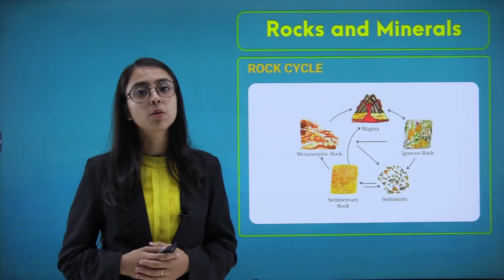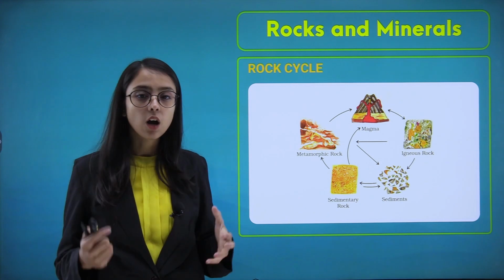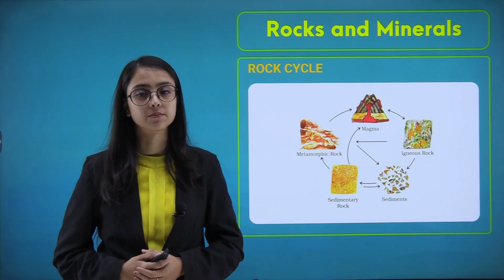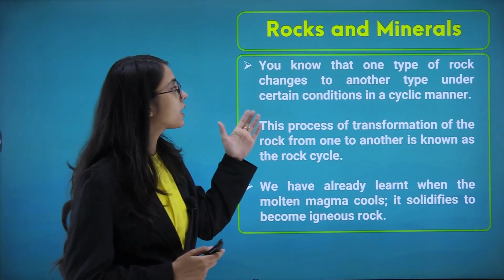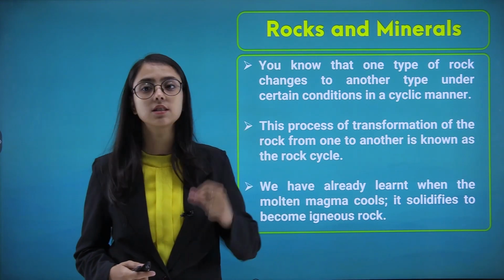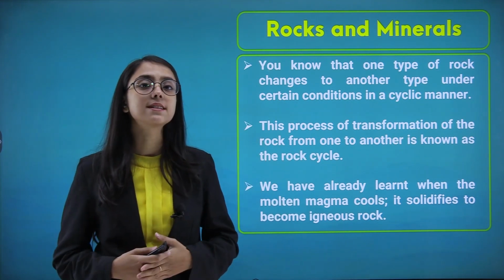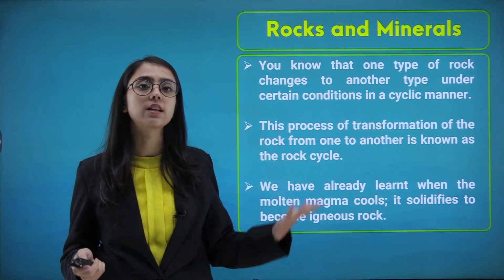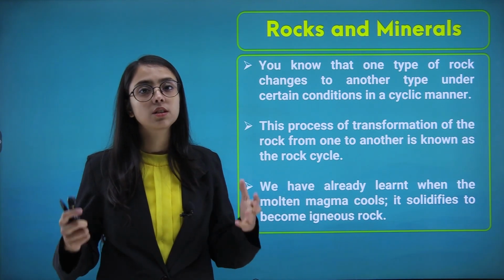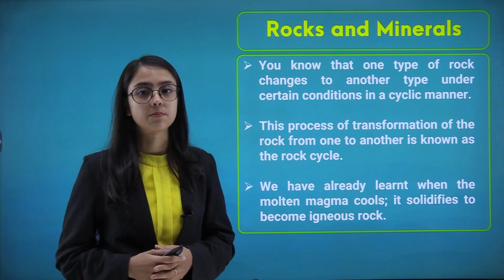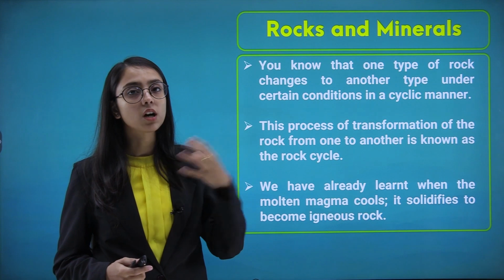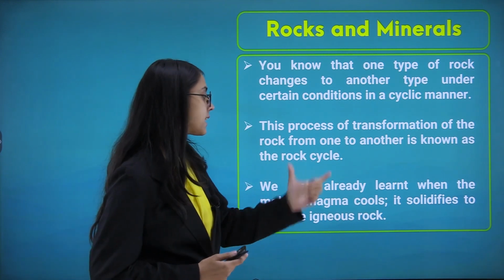Now, let's talk about rock cycle. How does a rock change its form, or how are rocks formed? You know that one type of rock can be changed into another type of rock under certain conditions, and this happens in a cyclic manner. They do not change overnight, but rather it takes a very long period of time to make them change their state. This process of transformation from one rock to another rock is known as rock cycle.